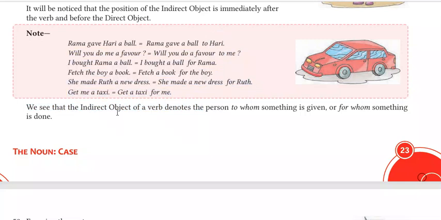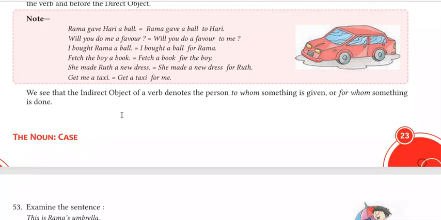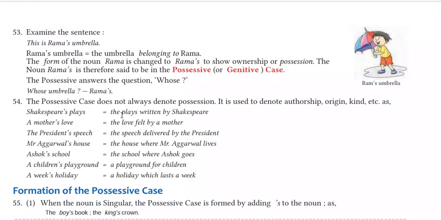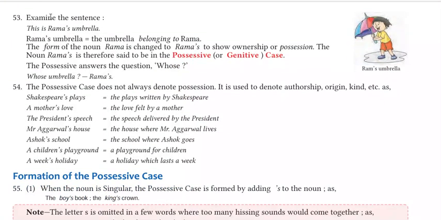So we see that the indirect object of a verb denotes the person to whom something is given or for whom something is done. So it means that the indirect object is the person to whom something is given, right? This is the second action that happens to a person. I hope the things are clear so far. Let's talk about some more examples.